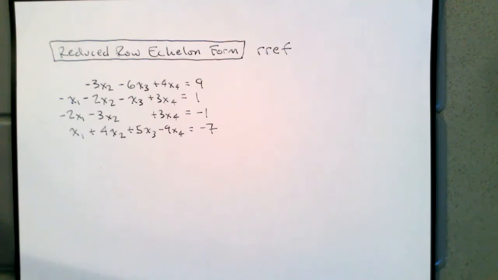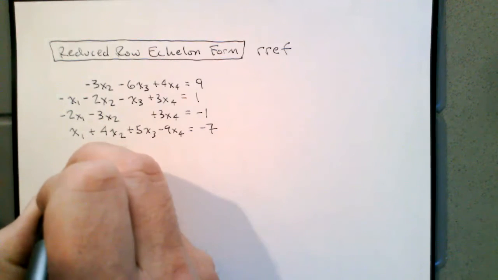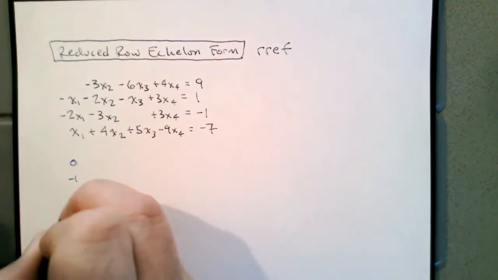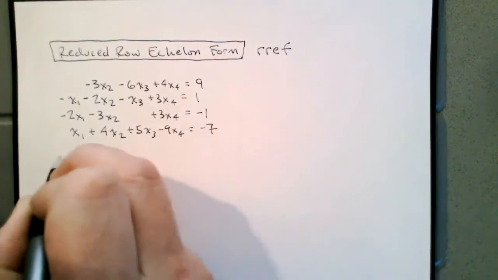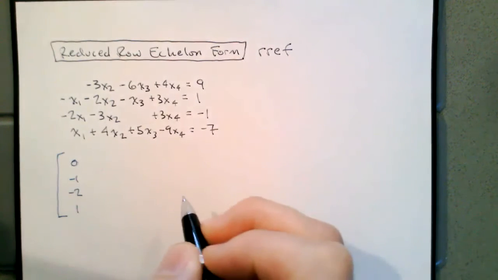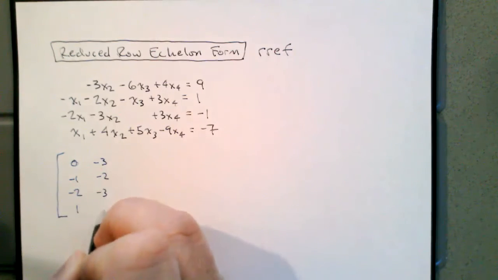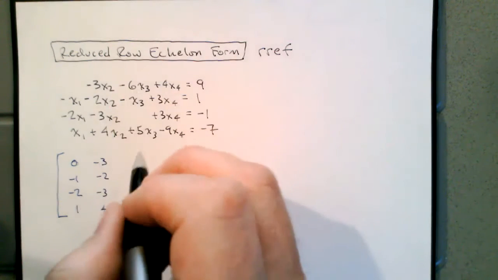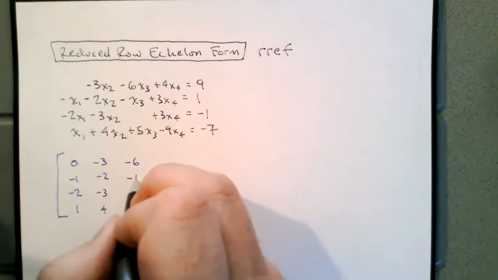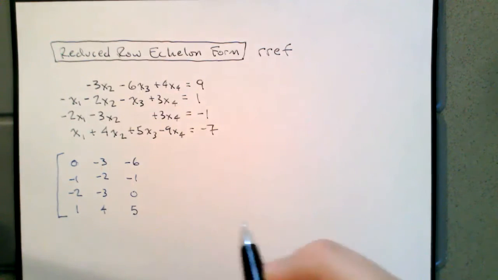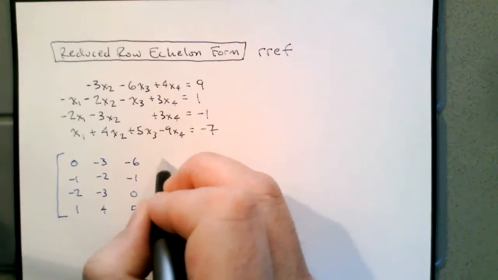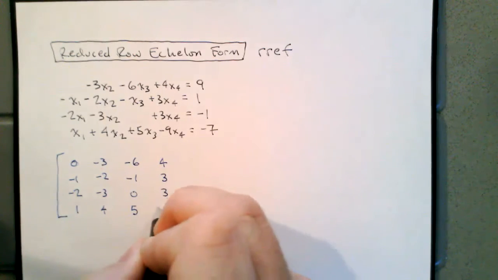I'm going to go by column because it's easier to line things up that way. So the first column will be 0, -1, -2, 1. The second column will be the x2 column, so that'll be -3, -2, -3, and 4. The third column will be for my x3s. I'll have a -6, a -1, a 0, and a 5. Then the x4 column will be 4, 3, 3, -9.